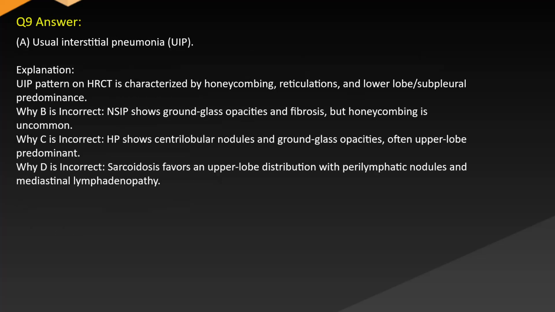Answer A. Usual interstitial pneumonia (UIP). Explanation: UIP patterns are characterized by honeycombing, reticulations, and lower lobe subpleural predominance. B is incorrect. NSIP shows ground glass opacities and fibrosis, but honeycombing is uncommon. C is incorrect. HP shows centrilobular nodules and ground glass opacities, often upper lobe predominant. D is incorrect. Sarcoidosis favors an upper distribution with perilymphatic nodules and mediastinal lymphadenopathy.